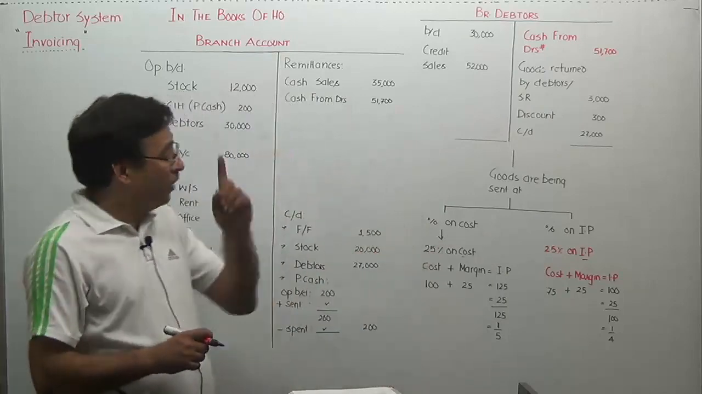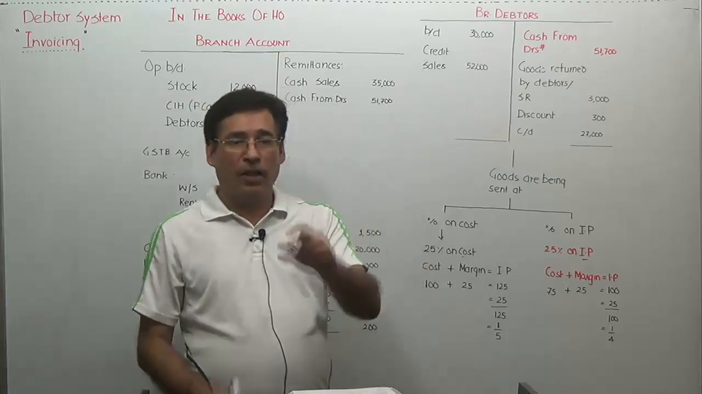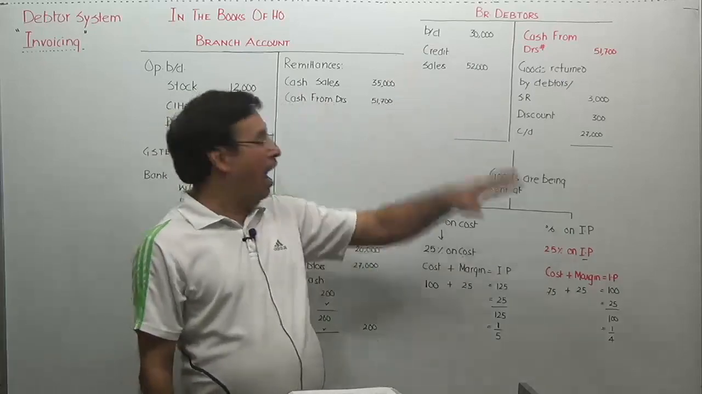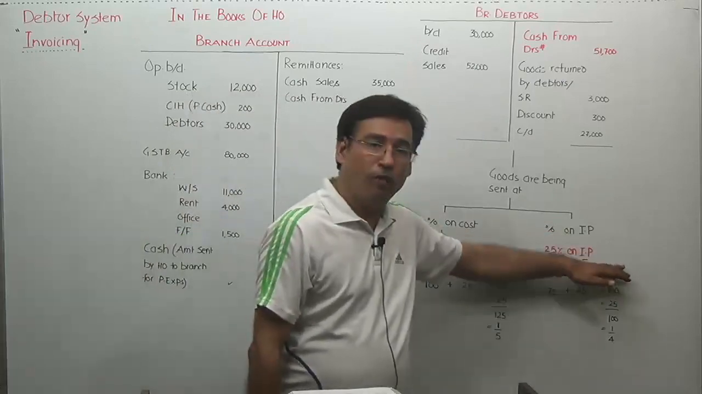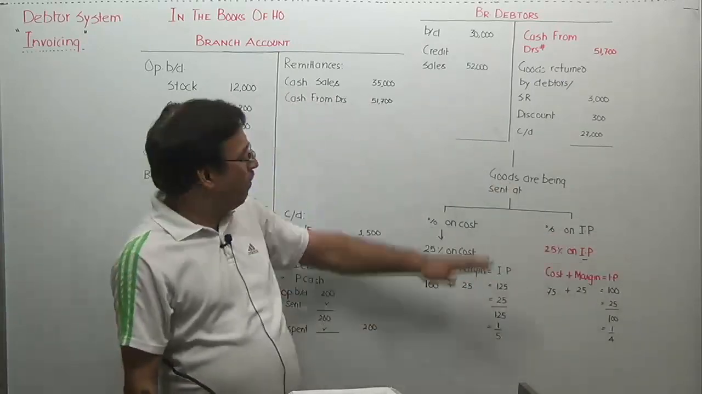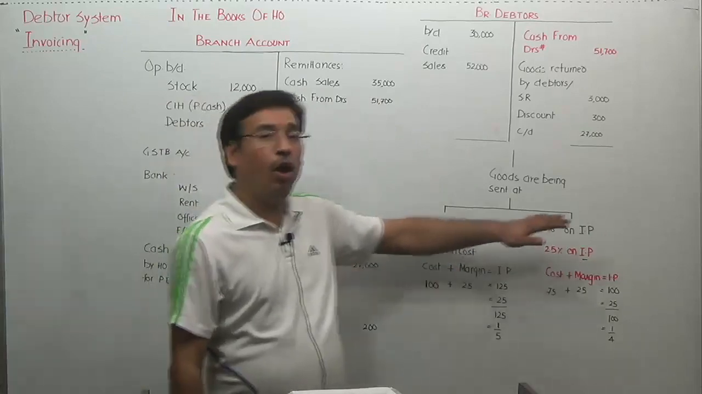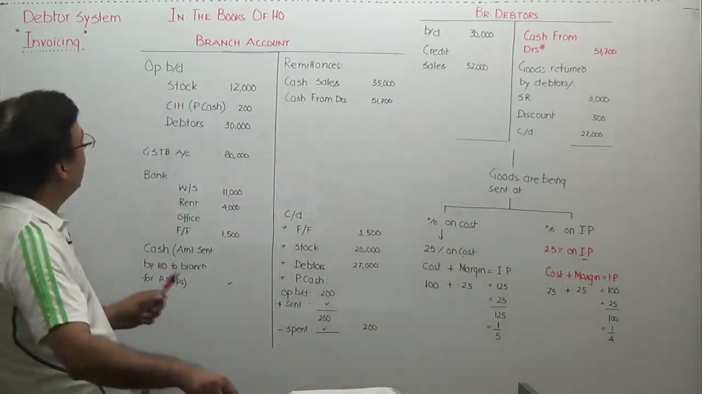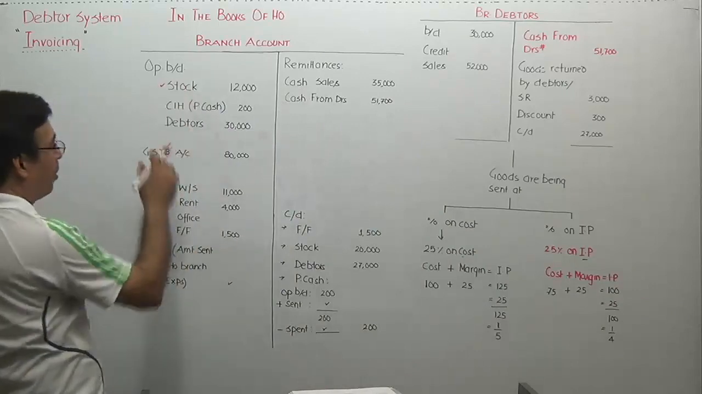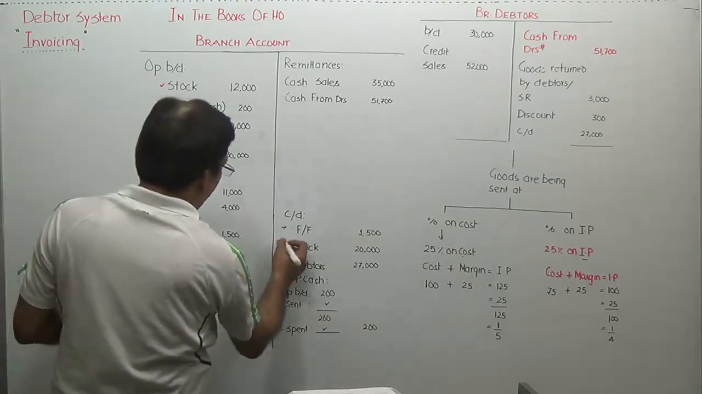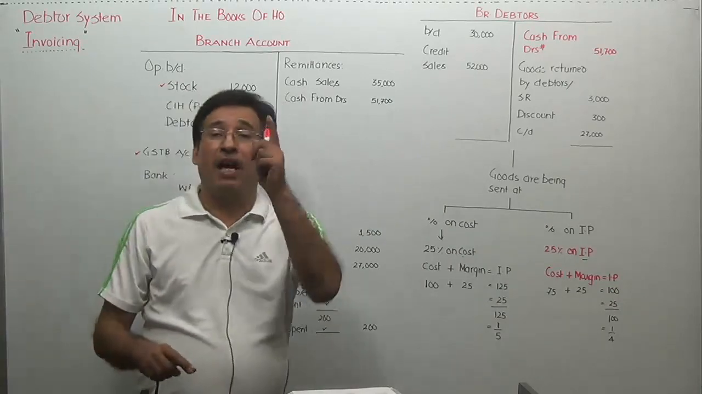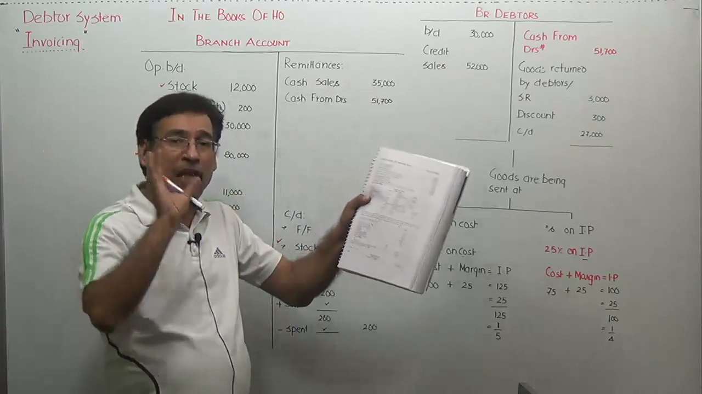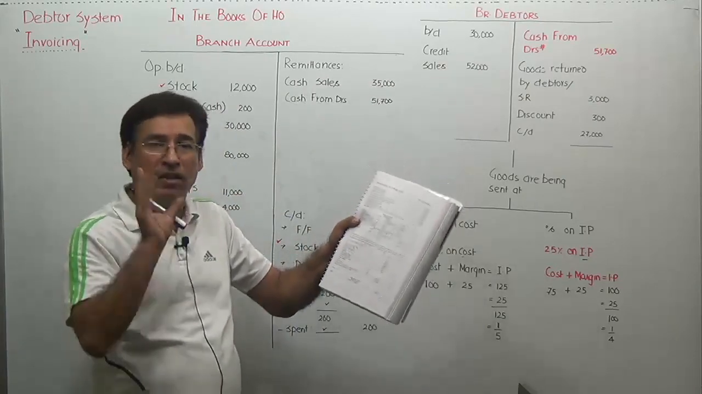See here, what I am saying. Opening rates, please pay attention. Opening rates in the prefacing line might be given either on cost or on invoice price. But items which are related to goods, like opening stock, goods sent to branch account, and closing stock, correct? All these items which are given below in the question shall always be at invoice price unless and until I say something else. Is it clear to you?